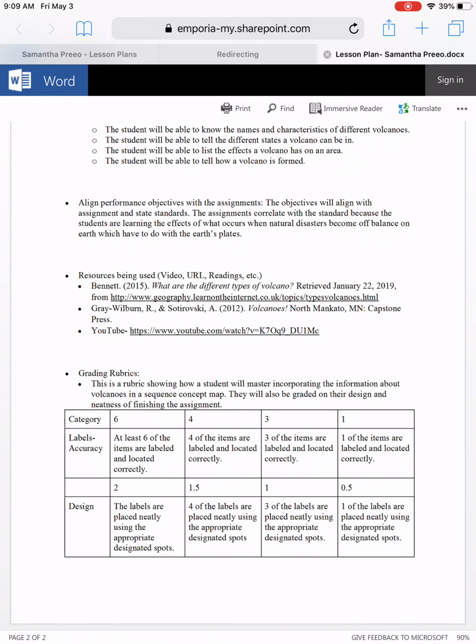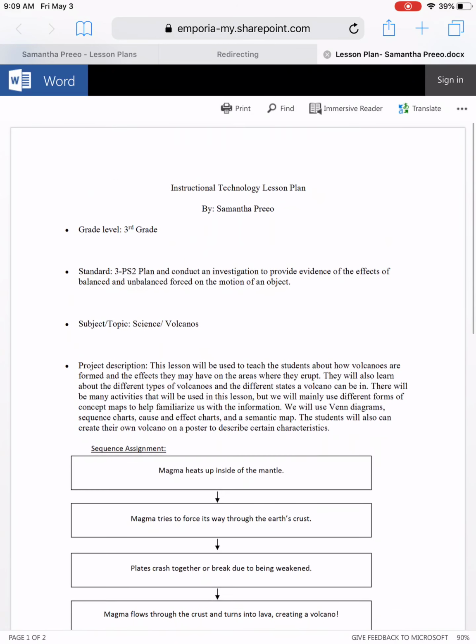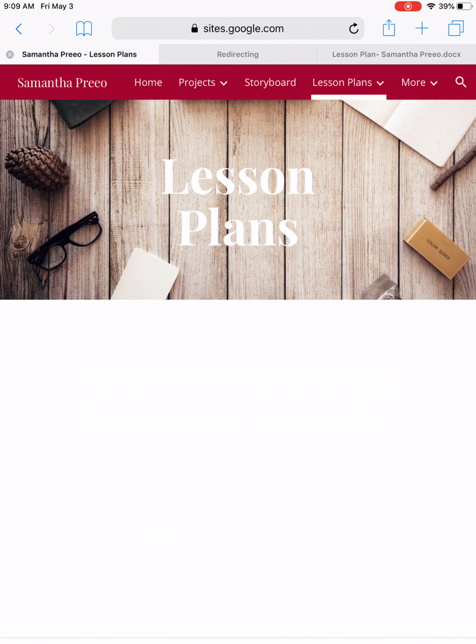I also included a rubric, so that was a fun activity to do. I feel like for students that haven't made lesson plans, that was a nice thing to incorporate because that helps them learn more about that.